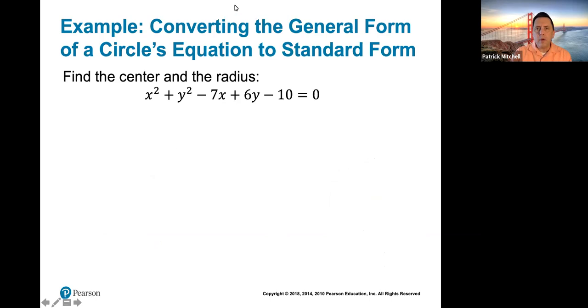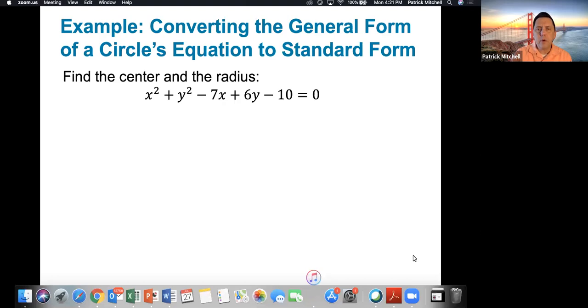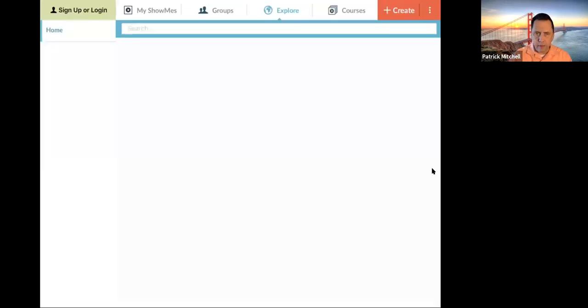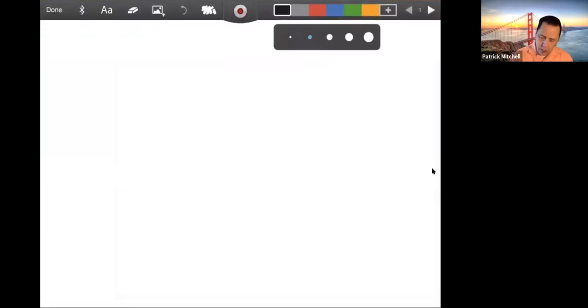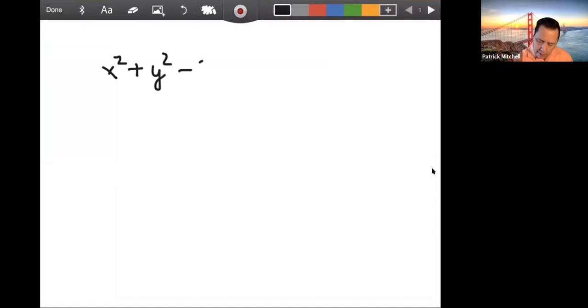All right, so I'm going to switch over to the tablet. Let me just wake it up here real quick and get rid of the thing that's already on here. There we go. All right, make sure I have this equation. Okay, I think I got it. All right, so this equation was x squared plus y squared minus 7x plus 6y minus 10 equals 0.